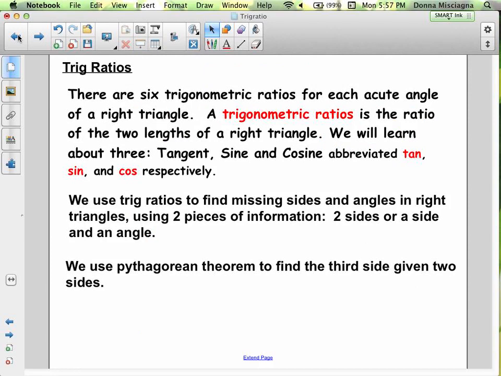If what we know is 2 sides, we can also use the Pythagorean theorem to find a third side given 2 sides. Right? So I'm going to end this podcast now, and we're going to pick up and learn a little bit about our first trig ratio, and that is tangent.